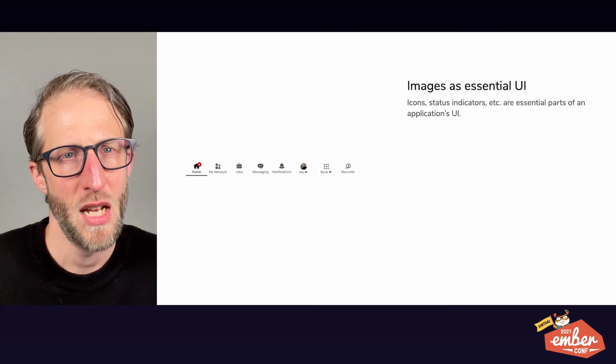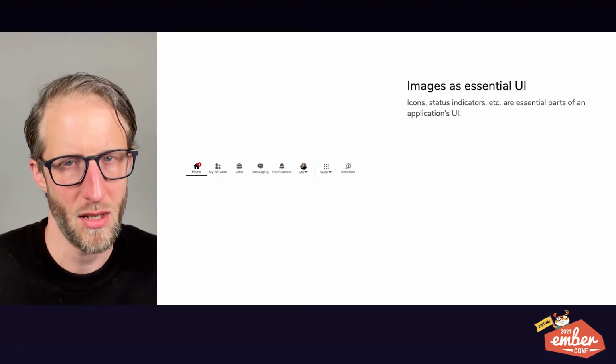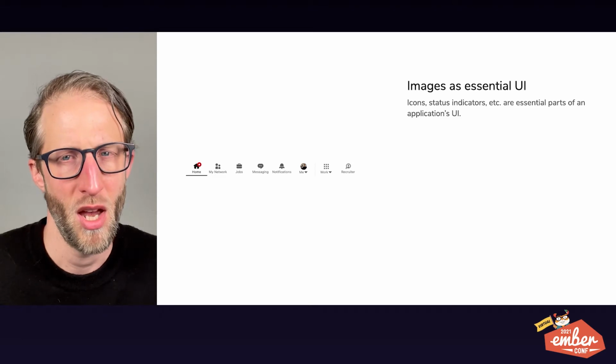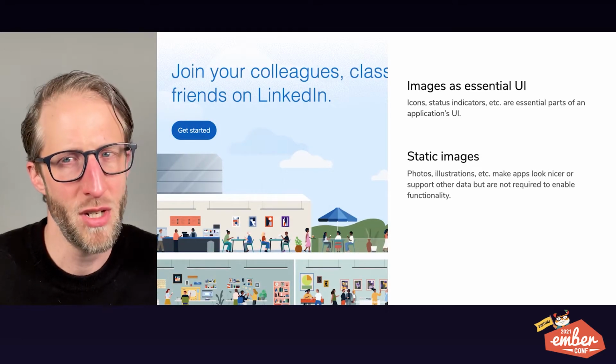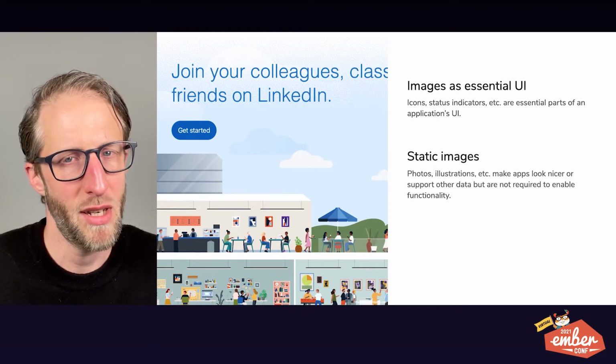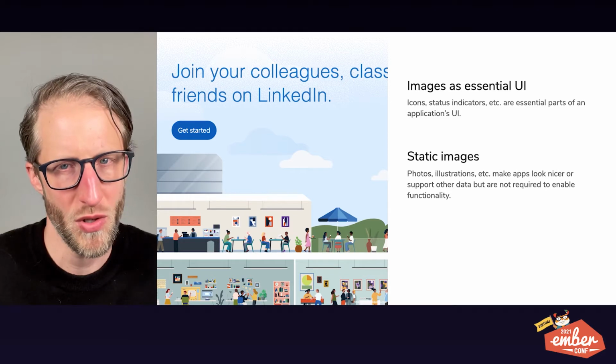The first scenario is images that are used as an essential part of the UI, which are mostly icons, like in this example, which is the main navigation menu from the LinkedIn app. Then there are static images, like in this example, from a LinkedIn landing page. Other examples would be images used on blog posts and so on.